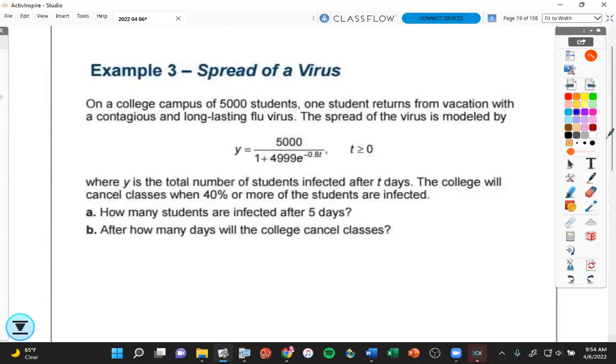The college will cancel classes when 40% or more of the students are infected. Question number one, how many students are infected after 5 days? What do you do? Plug 5 in for T. Okay, great. After how many days will the college cancel classes? What does Y need to be? Okay, what is 40% of 5,000?